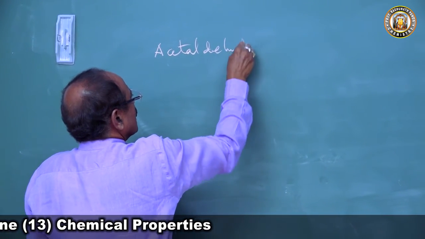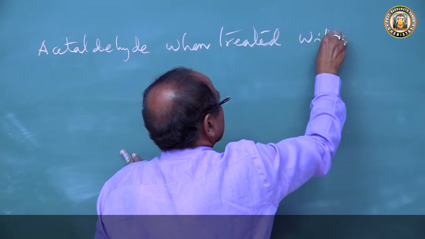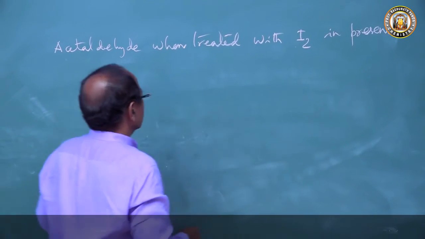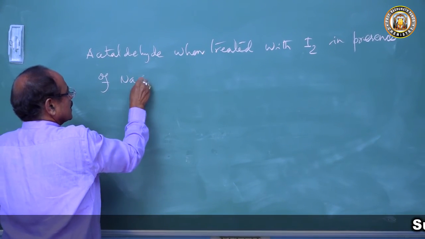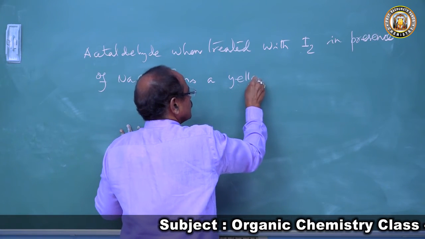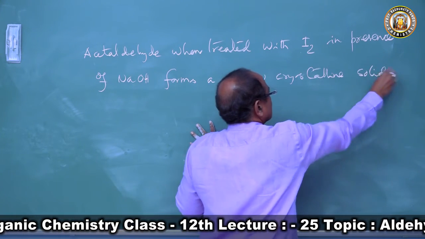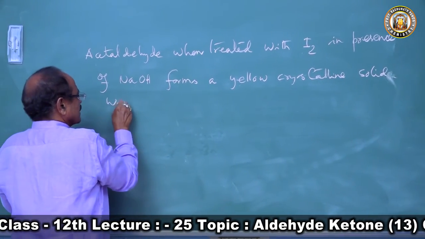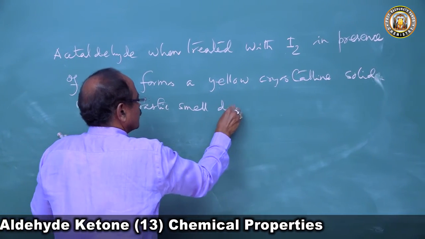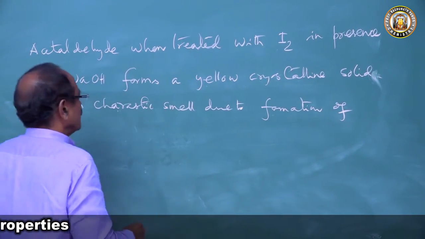Acetaldehyde when treated with iodine in presence of sodium hydroxide forms a yellow crystalline solid with characteristic smell due to formation of iodoform.